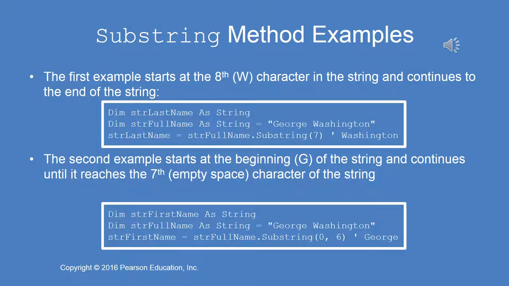The second example starts at the beginning G of the string and continues until it reaches the seventh character, which is the empty space. And you're going to get George in the string first name.